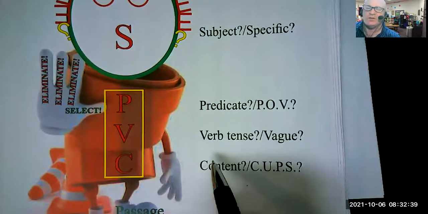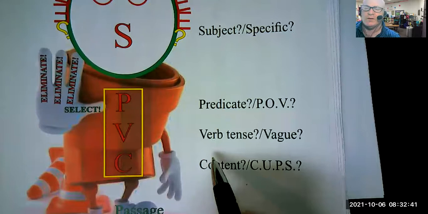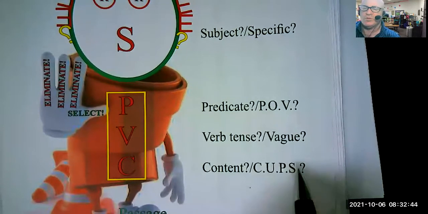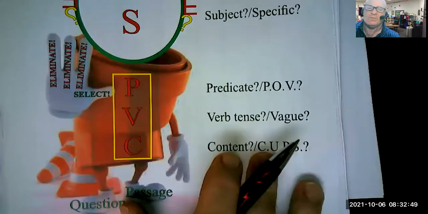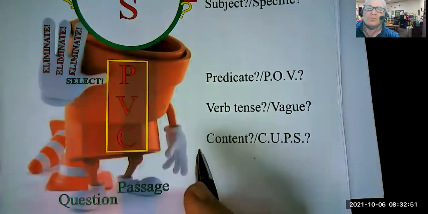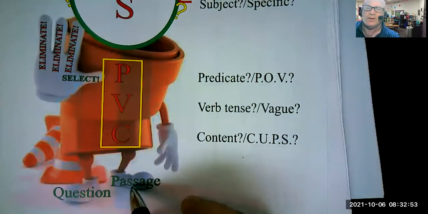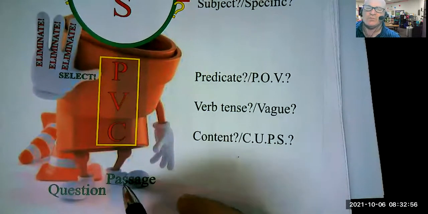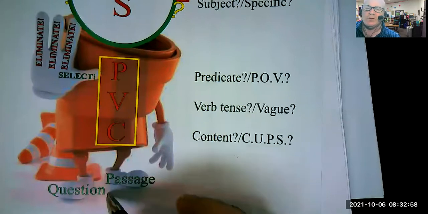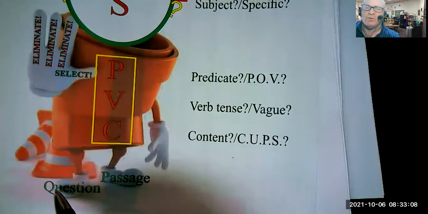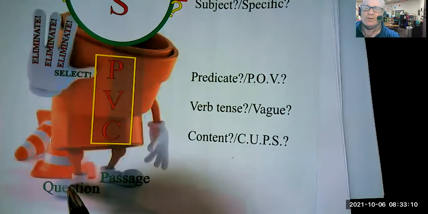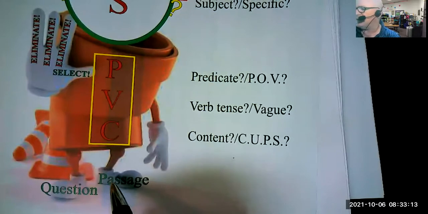If there's a content change or any regular CUPS error, such as capitalization, usage, punctuation, or spelling, then we eliminate. And so the green part is make sure you compare the question to the passage. And in this case, we read the question first and then the passage. Yes, in the alphabet, P comes before Q, but for some kids who struggle, let's read a sentence called the question before we read a passage that's a bunch of paragraphs together.